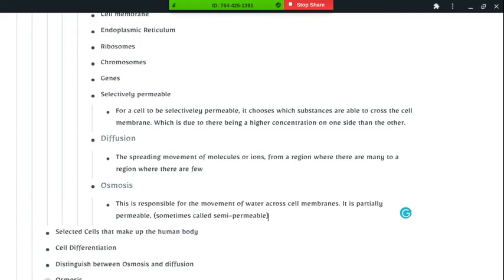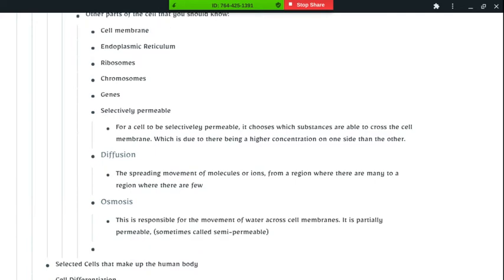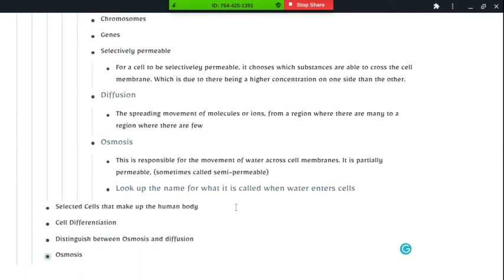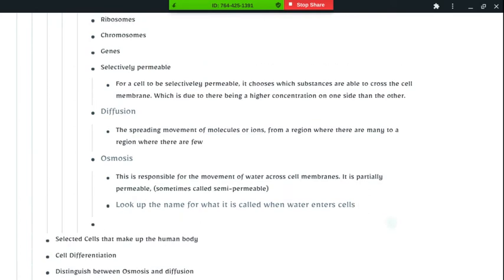All right. Now, as a little task for when you're finished with this class, you're going to look up the name for what it is called when water enters cells. It's very important, guys. So look that up as a little task for after class. But we have one more thing to tackle, which is active transport. And George was talking about it previously. Sorry, active transport.